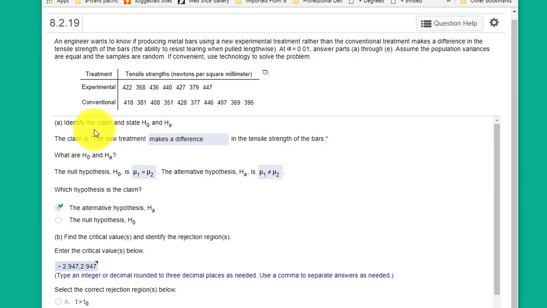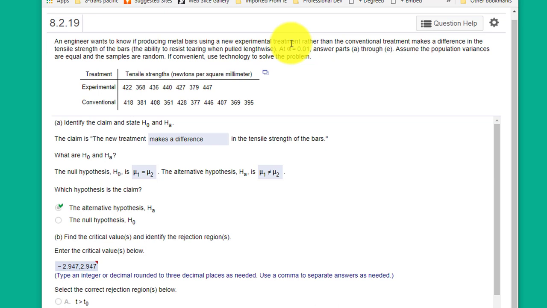The first question is identify the claim, state the null, and the alternative. Well, this is kind of a fuzzy question. It doesn't say specifically. I don't see the word claim in there anywhere. But the engineer wants to know if producing metal bars makes a difference. Remember that our null hypothesis for all of these tests is no difference. That's the null. And in this case, if he wants to test if it makes a difference, then somebody, perhaps himself, thinks it does make a difference. So that would be the claim, that the treatment does make a difference.